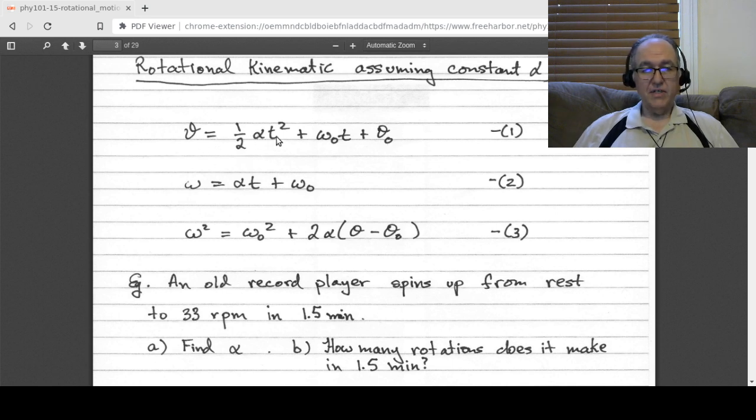Theta is equal to 1/2 alpha t squared plus omega naught t plus theta naught. Here's equation 2. Omega is equal to alpha t plus omega naught. And then equation 3 is obtained from 1 and 2 by eliminating time, and that's omega squared is equal to omega naught squared plus 2 alpha times (theta minus theta naught). It goes without saying that the little naught means the same as it did before, initial. So omega naught is initial angular velocity, and theta naught is initial angle. Great, let's just jump into our problem.